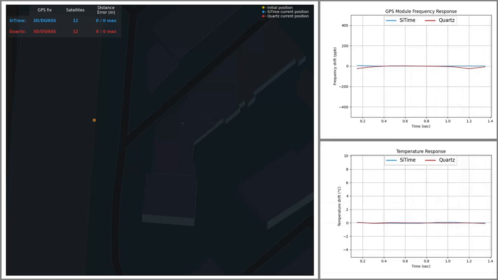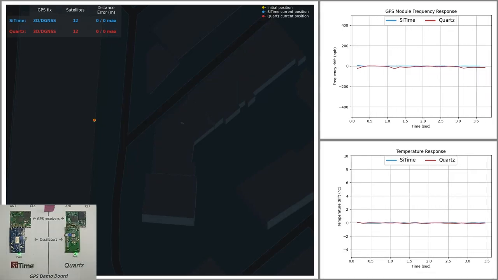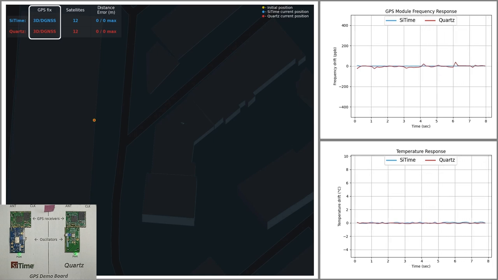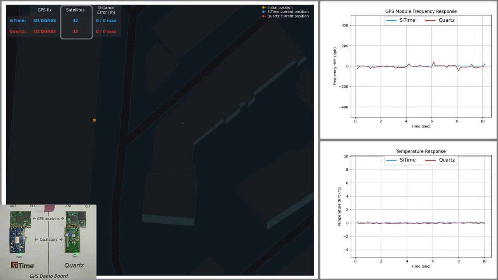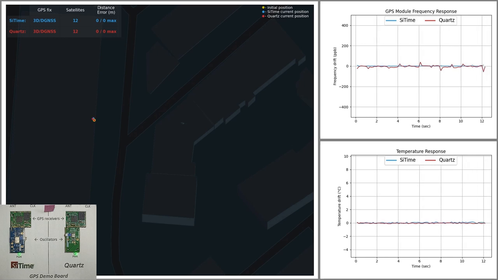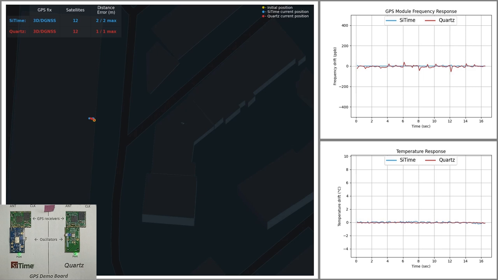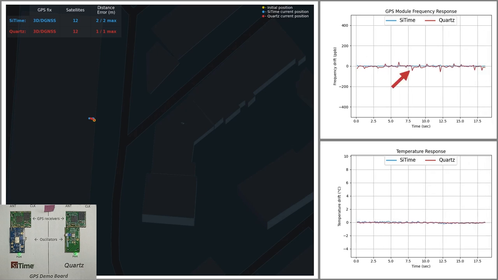On the main screen, we have a map for position tracking, with the information in the left top corner about the GPS receiver lock status, number of active satellites, and positioning shift from initial point. On the right side, there are temperature and frequency plots for both GPS receivers, clocked by SiTime and quartz TCXOs.